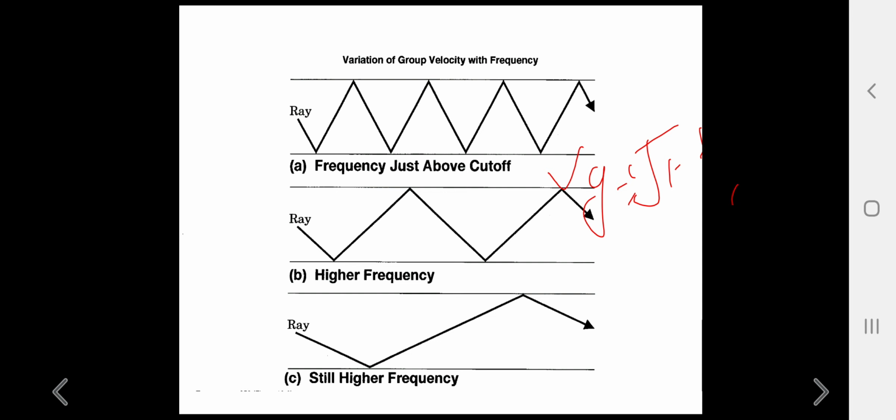Okay, so what happened here? F is a frequency just above the cutoff frequency. So at the cutoff frequency, the value is going to be decreased. So here it is decreased.